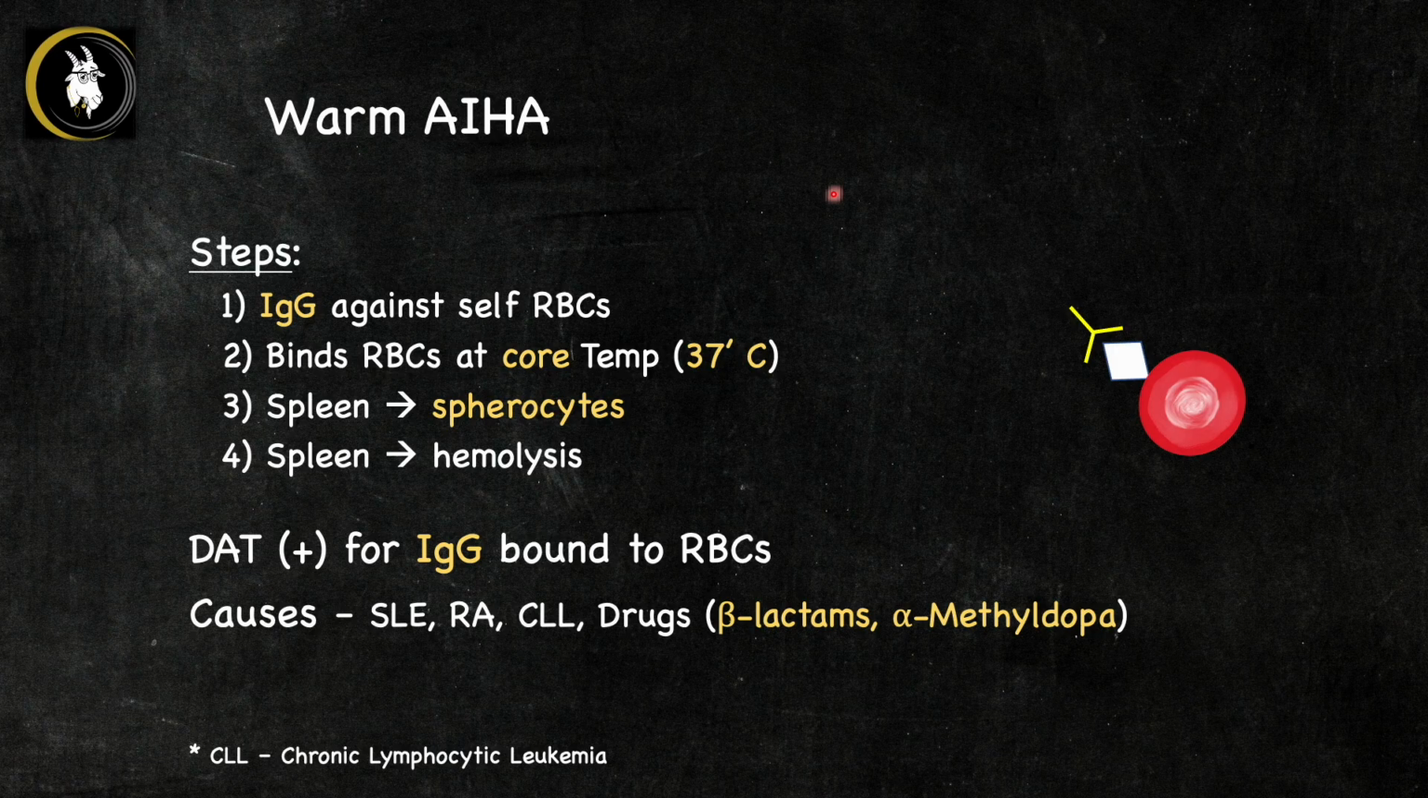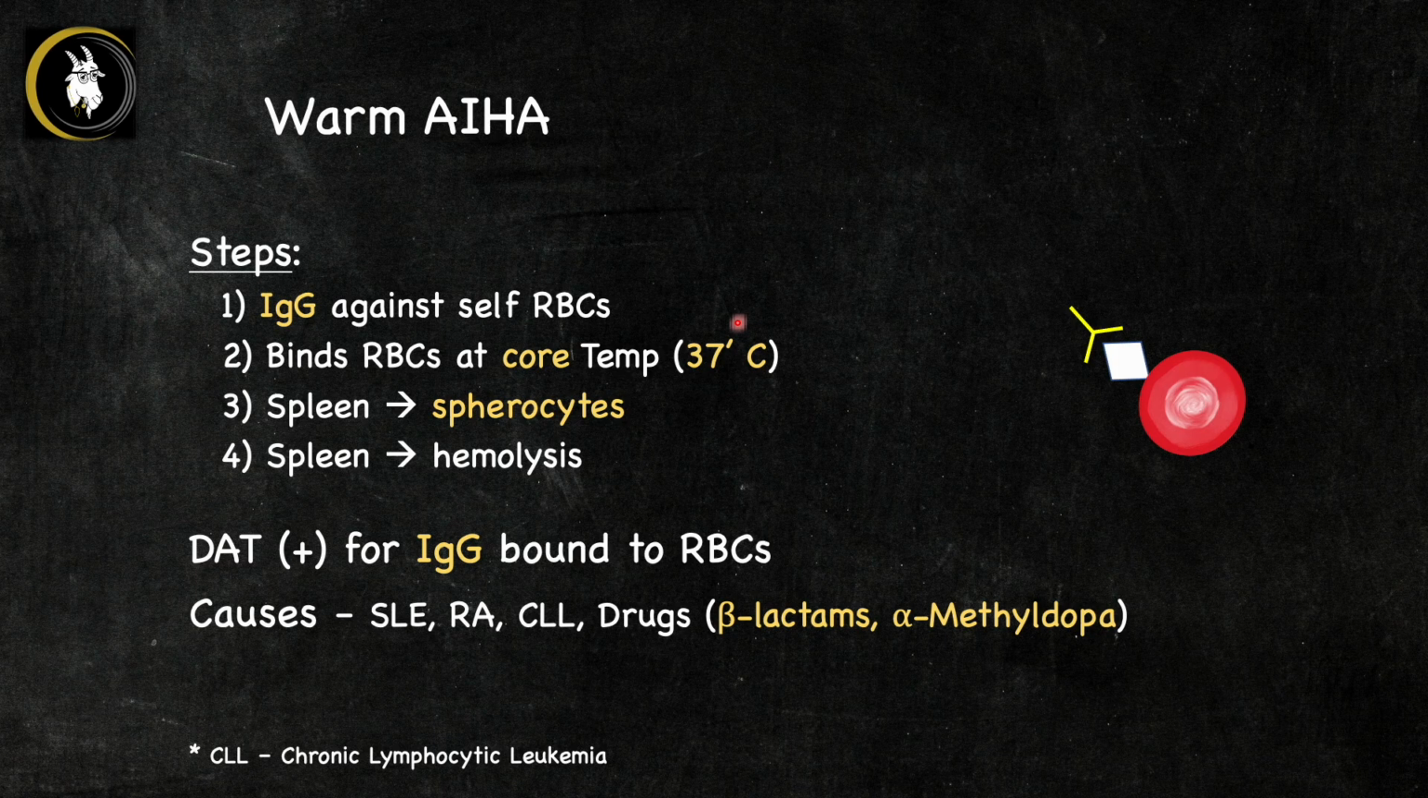So here, the autoantibody class that binds the red blood cells is IgG. And the reason that it's called warm is because this binding of these antibodies to the antigens on the red blood cells occurs at core body temperature, which is considered warm. So the way that hemolysis occurs here in warm AIHA is that the red blood cells that are bound by IgG are basically tagged as being quote unquote bad cells.